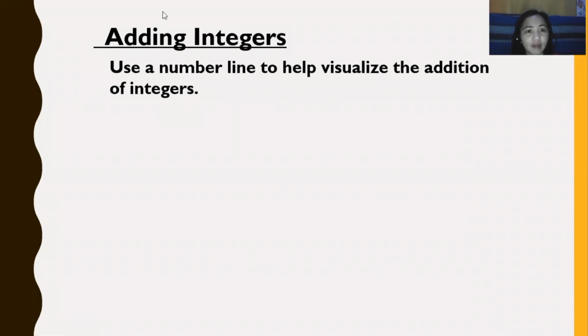And again, we have adding integers. Let's use a number line to add integers. We have here positive 4 plus negative 3. So, napansin nyo, we have unlike sign here. We call this unlike sign because the first given is a positive number, the second given is a negative number. Let's see how we are going to use the number line here.